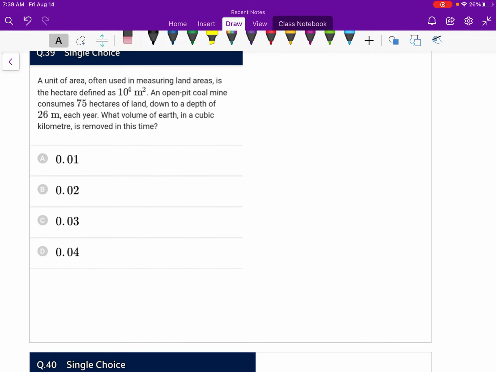A unit of area often used in measuring land is the hectare. A hectare is defined as 10 to the power 4 square meters. An open pit coal mine uses 75 hectares of land down to a depth of 26 meters. What is the volume in cubic kilometers? So the volume is in kilometer raised to power 3.